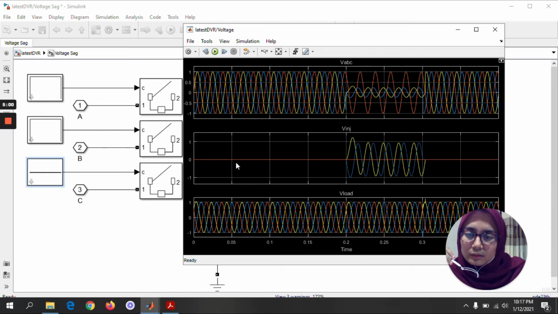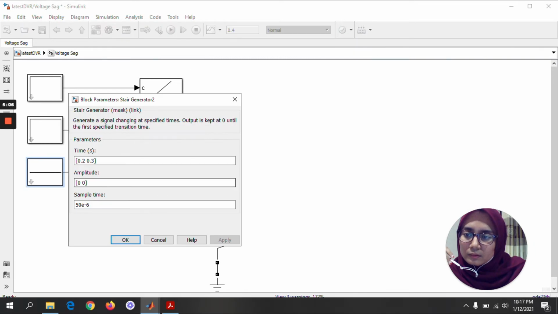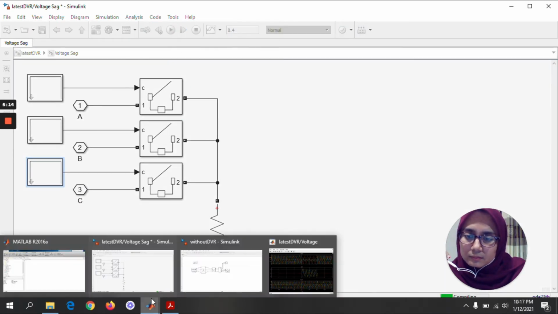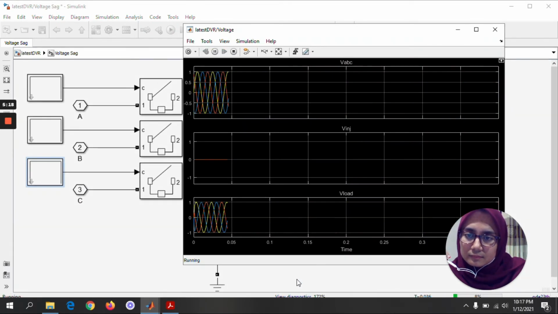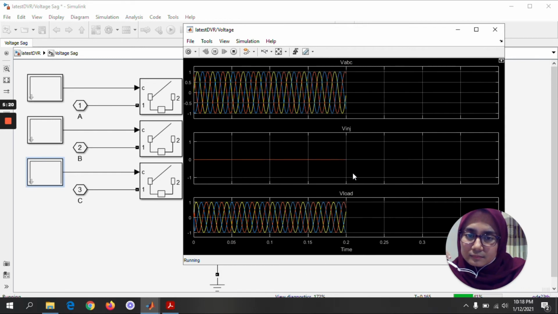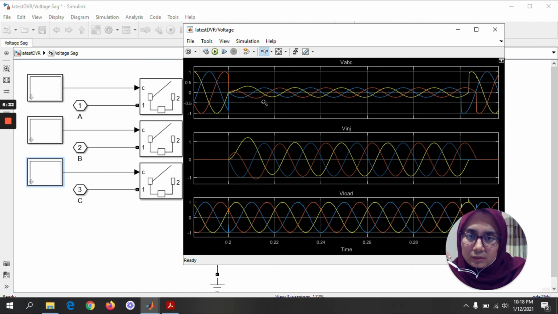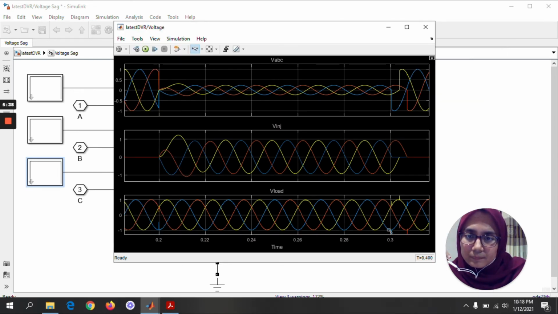So the last phenomenon is the balanced three phase fault. All the phases are in sag condition, and we run it. All the phases will be in the sag condition between 0.2 until 0.3. So it's the same as the others.